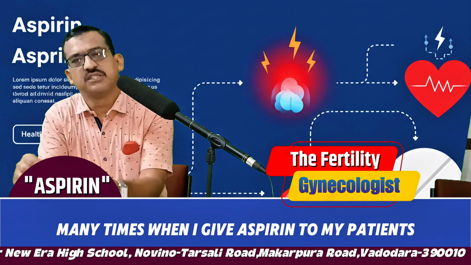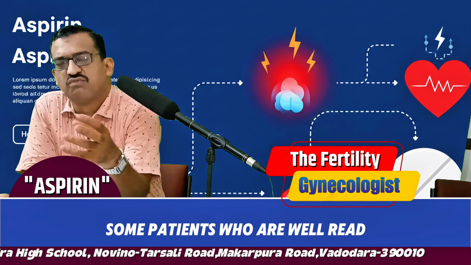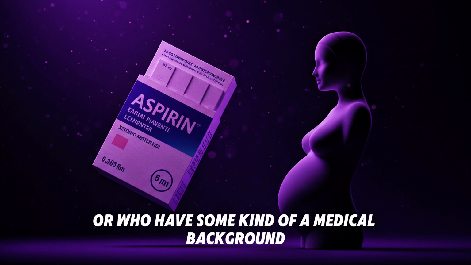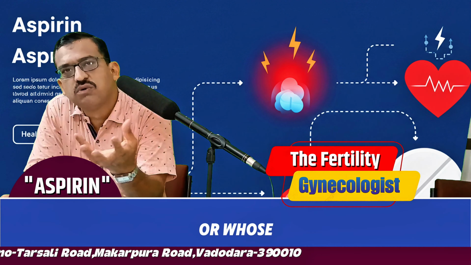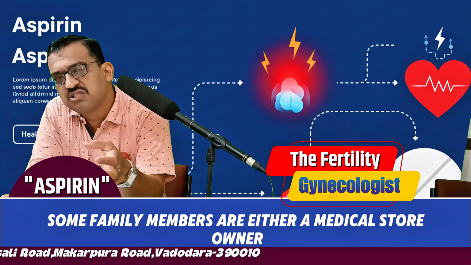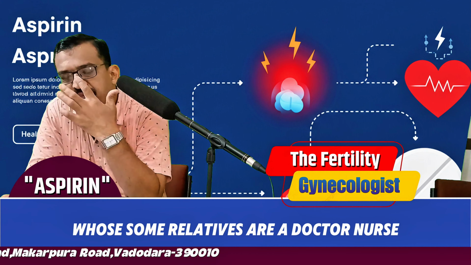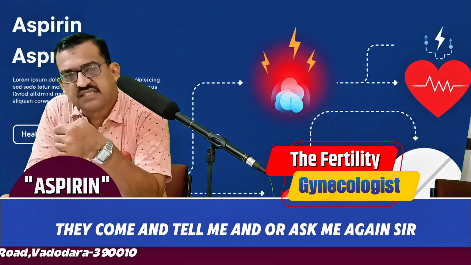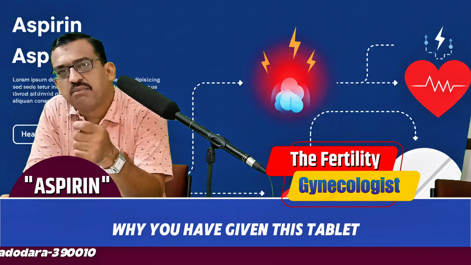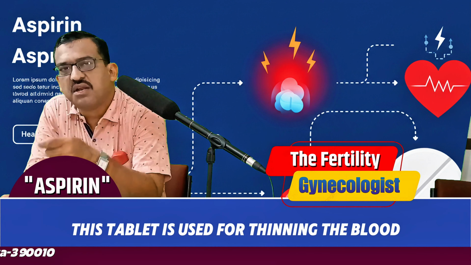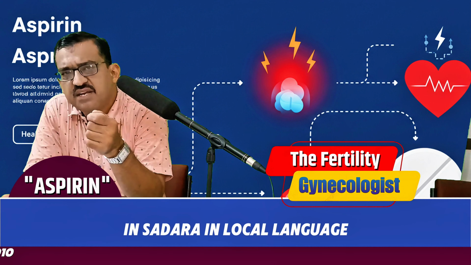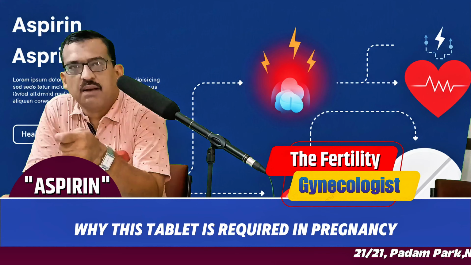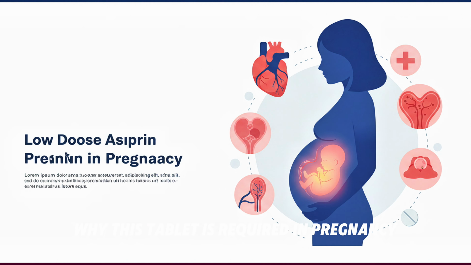Many times when I give aspirin to my patients, some patients who are well read, who have done enough research on Google, or who have some kind of a medical background, or whose family members are a medical store owner, or whose relatives are a doctor or nurse, they come and ask me, sir, why have you given this tablet? This tablet is used for thinning the blood. In local language we call it खून पतला करने की दवाई. Why is this tablet required in pregnancy?